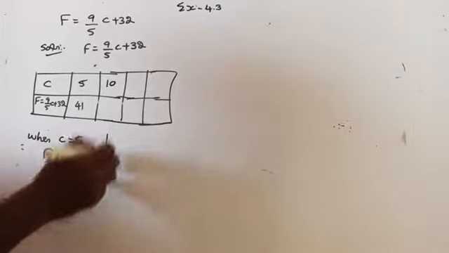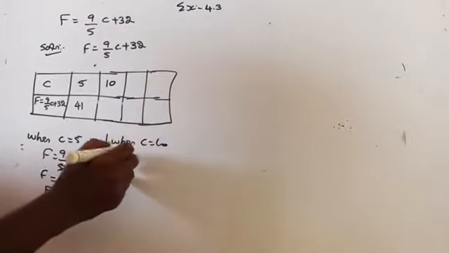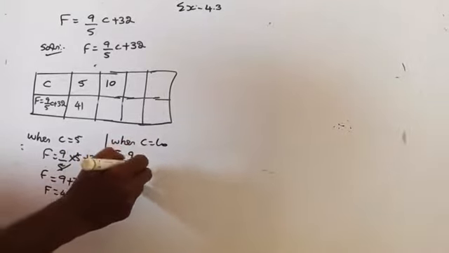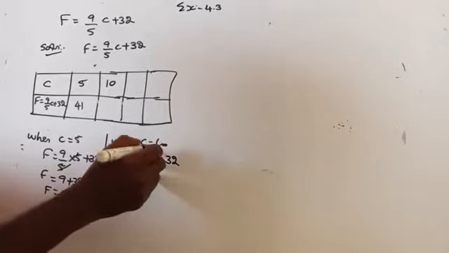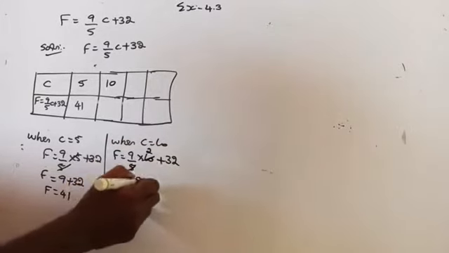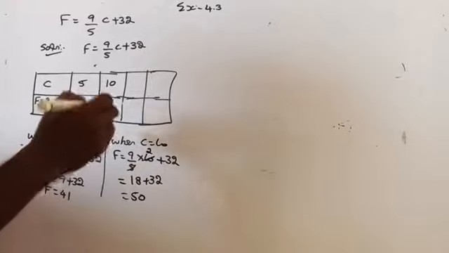When C equal to 10, then F equal to 9 by 5 into 10 plus 32, that is 2 5s are 10, 9 2s are 18 plus 32 which is equal to 50.